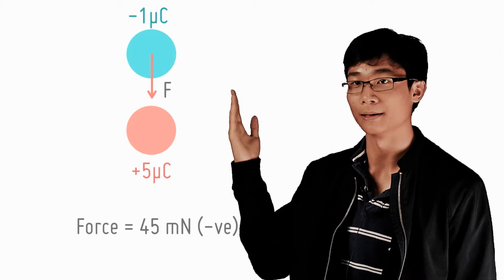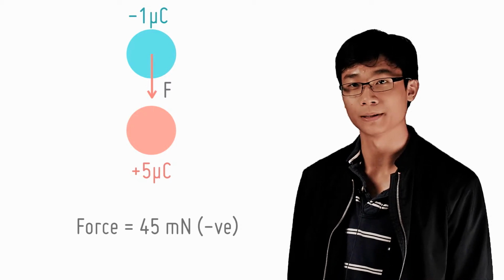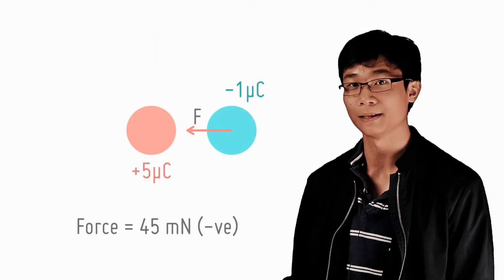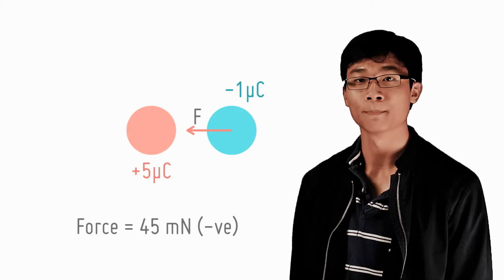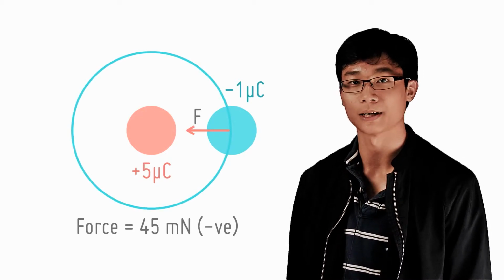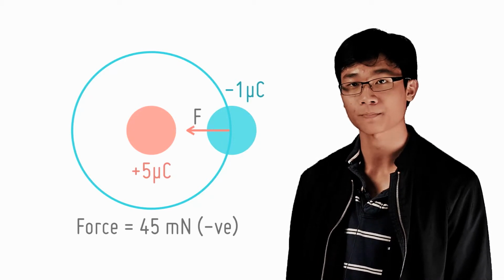We start with a charge of 5 microcoulombs at the center. What is the force of a minus 1 microcoulomb charge placed here? It's 45 millinewtons, pointing towards the center, because the answer we get from Coulomb's law is negative. What about if it's placed here? Again, it's 45 millinewtons, pointing towards the center. The magnitude of the force on the second charge is the same along a circle around the first charge, but the direction is always towards or away from the first charge.